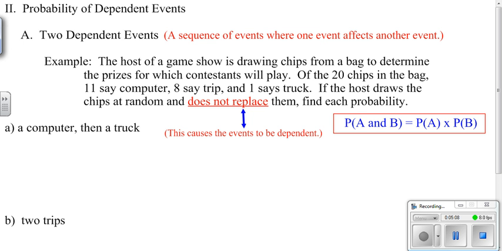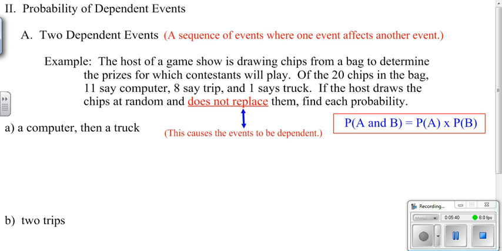Now we'll look at the probability of dependent events. Remember, these are events where one event will affect another one. So if in our last example, Gerardo did not replace the coins in his pocket, that would no longer be independent, because the next time he draws out of his pocket, there are fewer coins. So it's going to affect his probability. In this example, a host of a game show is drawing chips from a bag to determine the prizes for which contestants will play.